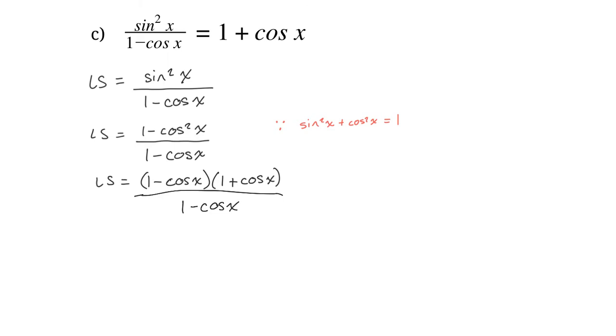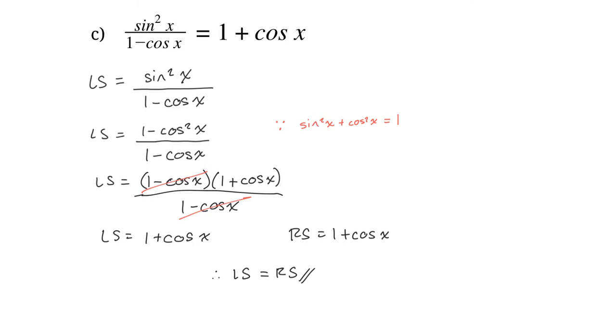And we have something common in the numerator and denominator. We can cross out this 1 minus cos x. So that just leaves us with 1 plus cos x on the left side. And on our right side, we have 1 plus cos x, which is exactly the same thing. So our left side is equal to our right side, which means we have proved this trig identity.